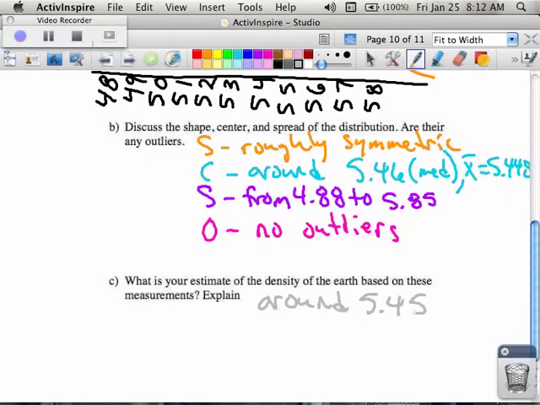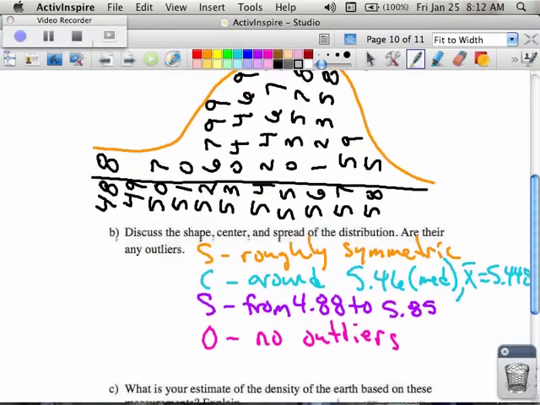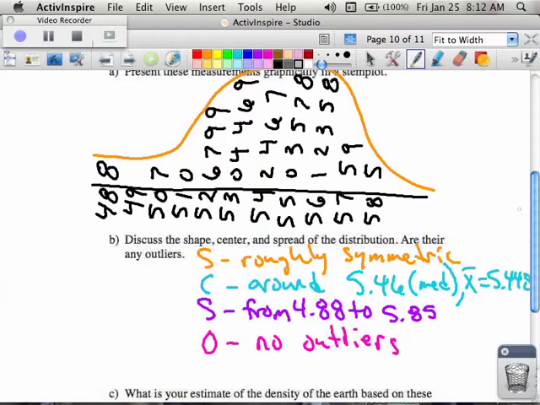As you look at where the vast majority of numbers are grouped, we talked about between 5.2 and 5.68, and in the middle of there is somewhere in the 5.4s, in the middle of that is 5.45. And so that's where I would estimate that the density of the Earth was.